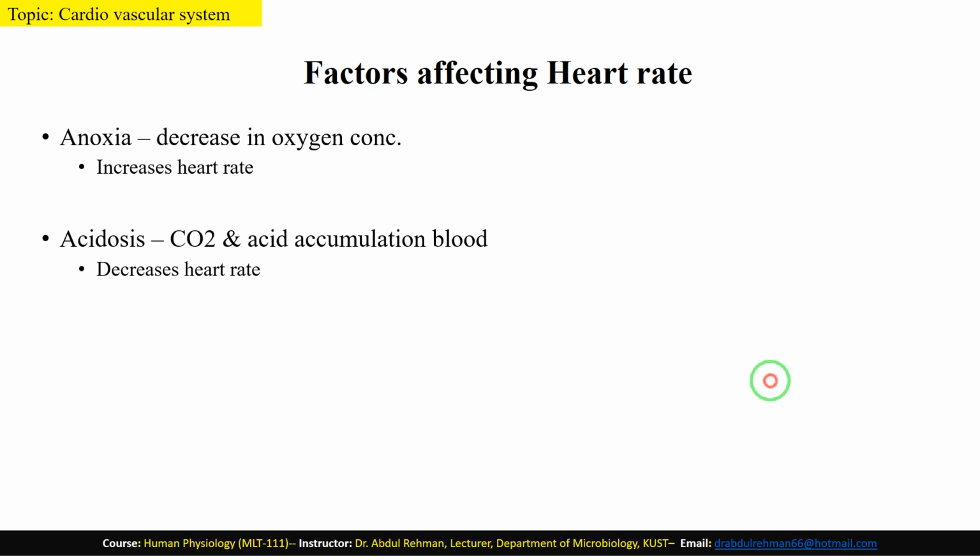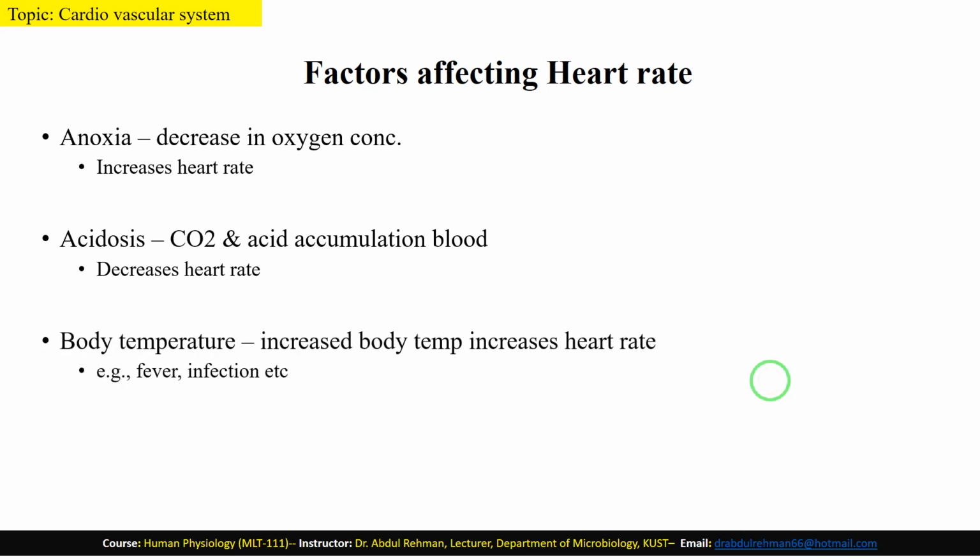The next factor is body temperature. Fever causes an increase in the heart rate, breathing rate, and blood circulation to the skin. This is how the body tries to reduce the heat caused by fever. That's why with increased body temperature the heart rate becomes increased.